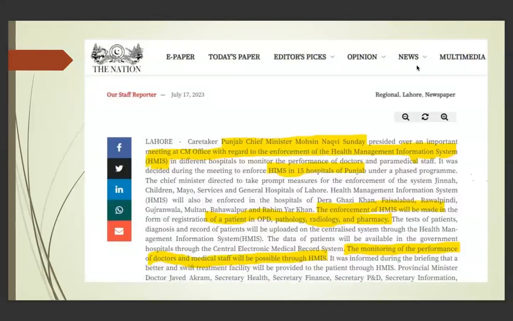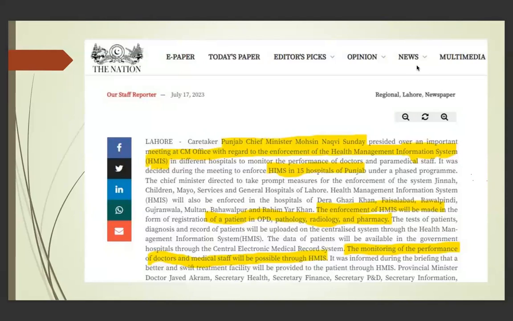According to the news, in Lahore, caretaker Punjab Chief Minister Mohsin Naqvi on Sunday presided over an important meeting at the CM office with regard to the HMIS system. It was decided during the meeting to enforce HMIS in 15 hospitals of Punjab under a phased program. The hospitals are Jinnah, Children, Mayo, Services and General Hospital of Lahore, and the health management information system will also be enforced in Dera Ghazi Khan, Faisalabad, Rawalpindi, Gujranwala, Multan, Bahawalpur, and Rahim Yar Khan.